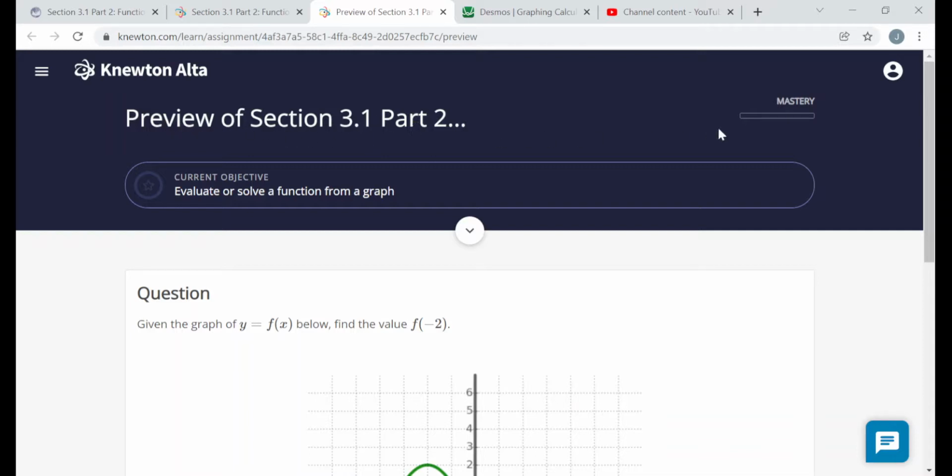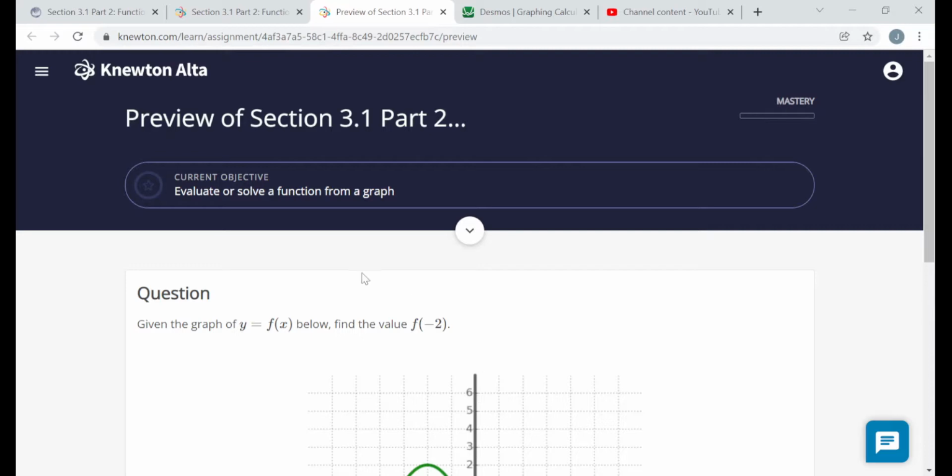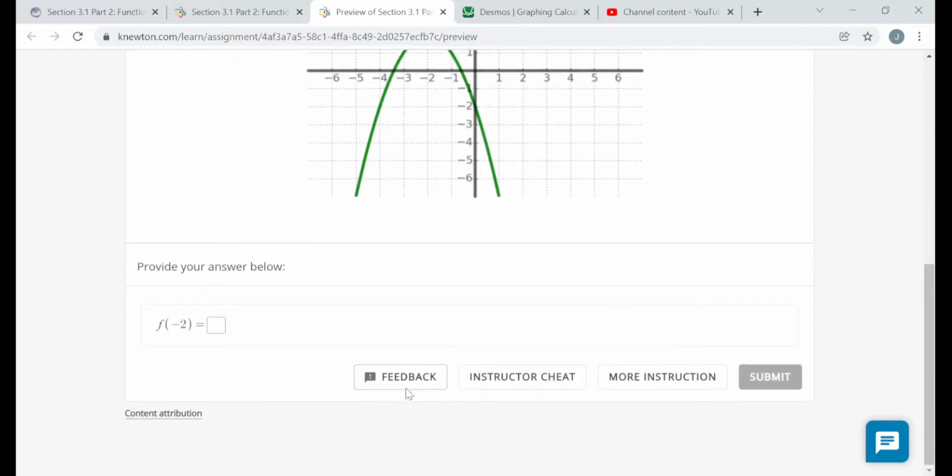So here's your assignment page. You've got the title, you've got your mastery bar, and the objectives. It looks like there are 3 objectives in this assignment. Underneath the current objective, you have a question related to that objective, and at the bottom of every question, you should be seeing a feedback button to send feedback to Knewton, if you wish. You will not have this instructor cheat button, that's for instructors only.